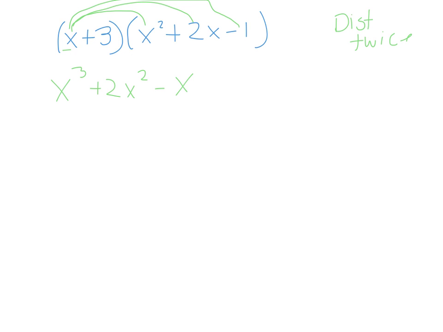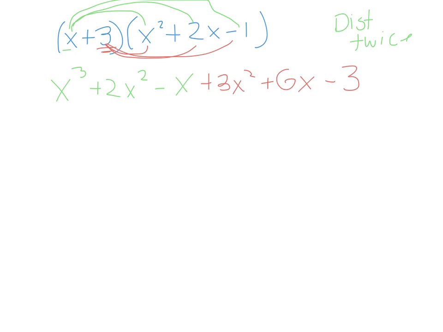Now I'm ready to distribute the other term in the first binomial. I'm now distributing the 3. 3 times x squared is plus 3x squared. 3 times 2x is plus 6x. And 3 times negative 1 is minus 3.